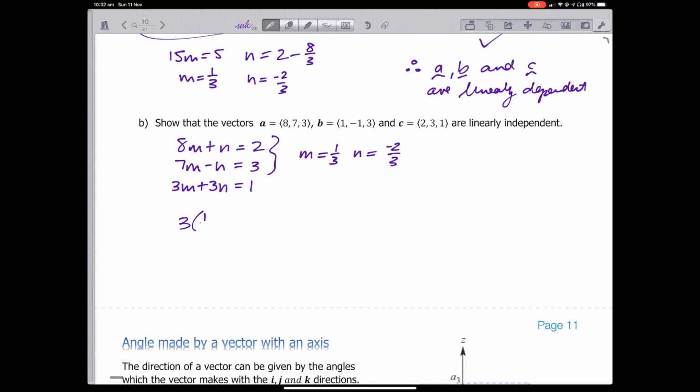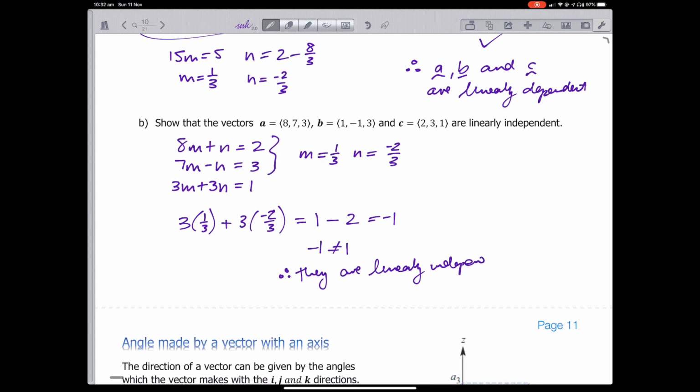So 3 times 1/3 plus 3 times negative 2/3 equals 1. Oh, we could just say, what does that equal? Well, we've got 1 minus 2, which is negative 1. Negative 1 does not equal 1. Therefore, they are linearly independent as they do not lie in the same plane.